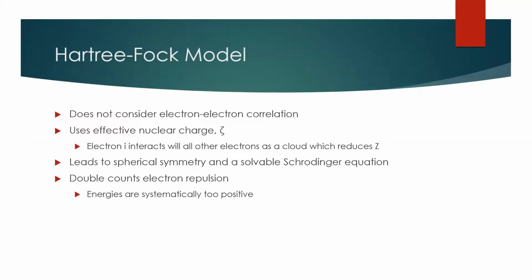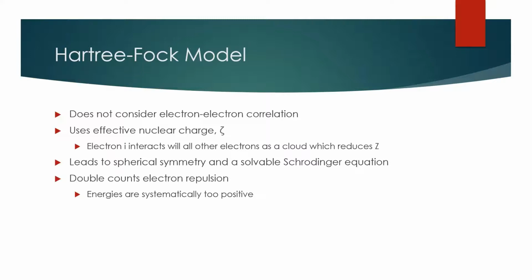The Hartree-Fock model gets around the problem that we can't solve because of the electron correlation by ignoring the electron correlation. So the Hartree-Fock model, like we mentioned before, treats electrons as diffuse charges unless they're the one of interest. And what these diffuse charges do is reduce the effective nuclear charge that our one electron we're considering feels at any given point. This boils the problem down to a spherically symmetric one, and we can actually get solutions.